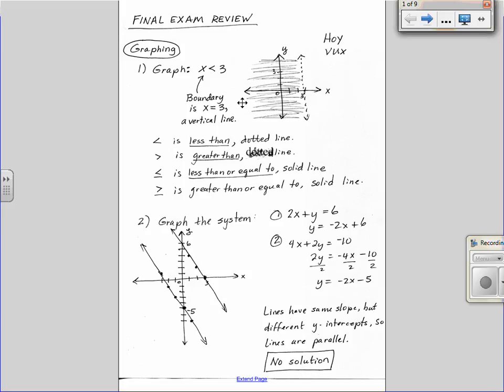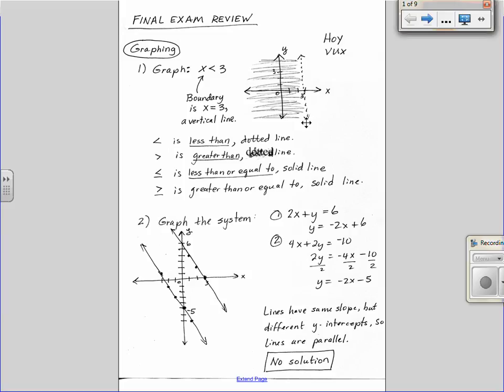So if you're graphing something like this, your boundary line is x equals 3, which is a vertical line. Remember, you have some friends, Hoy and Vux. A horizontal line has a slope of 0, and the equation for it is y equals. A vertical line has an undefined slope, and the equation for it is x equals. So if you remember Hoy and Vux, an x equals line would be a vertical line. So I need x equals 3, that's my dotted line.